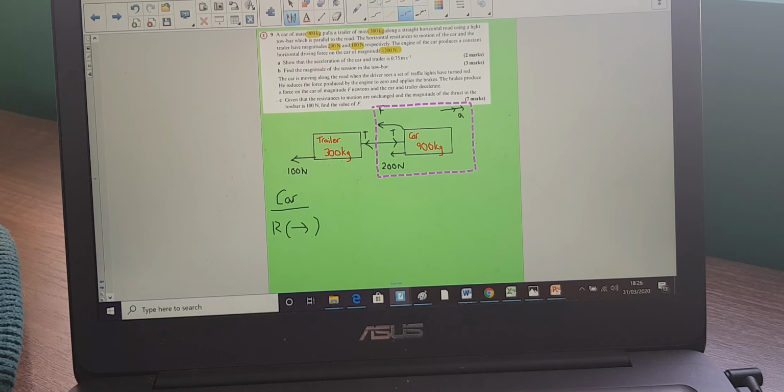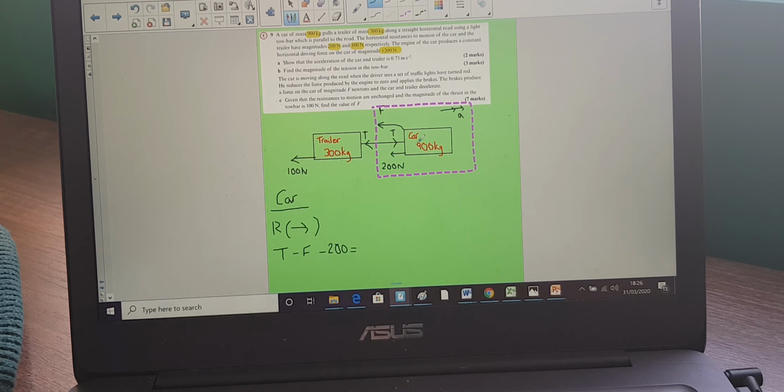I was wrong when I said that, because there is a force going in this direction now. There's T, isn't there? T is the only one going in that direction, so let me call that T. Then what's going in the other direction? Well, the force F is going in the other direction. And it told us in the question that all the other things stayed the same, given the resistance to motion are unchanged. So this 200 is still applicable.